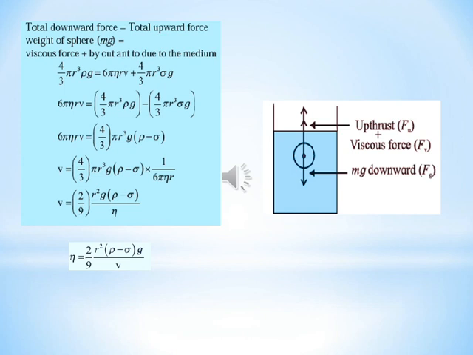So what you have seen in terminal velocity: a spherical body is moving inside the fluid, which has a viscous force, a thrust, and a gravitational force acting on it. We balance the equation: total downward force is equal to total upward force. The total upward force is given by the buoyant force as well as the viscous force, and the viscous force is given by Stokes' law. By equating the equations, we get the final value of v and the final value of η. So this is all about terminal velocity.